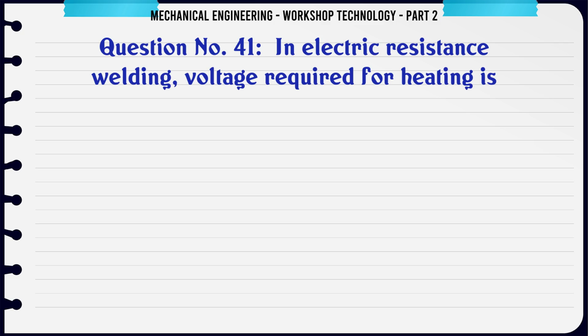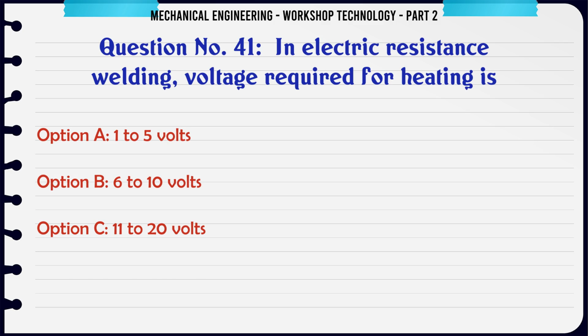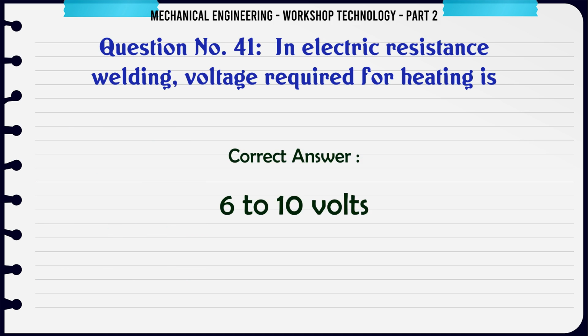In electric resistance welding, the voltage required for heating is: A. 1 to 5 volts, B. 6 to 10 volts, C. 11 to 20 volts, D. 50 to 100 volts. The correct answer is 6 to 10 volts.